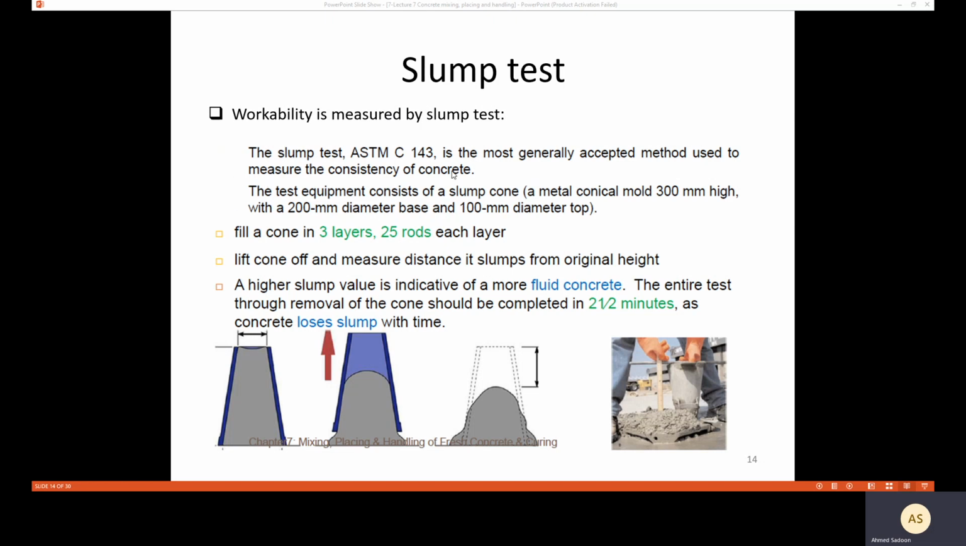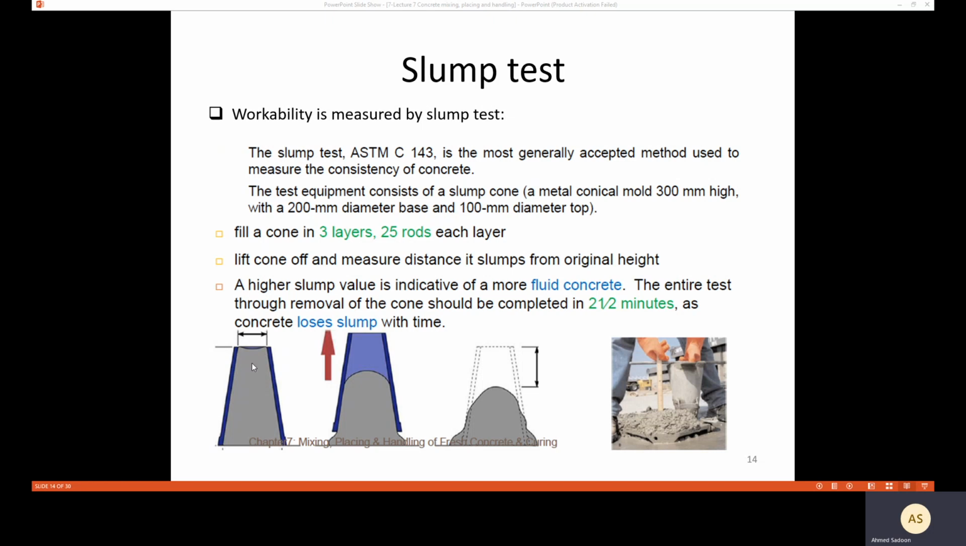In the slump test, we need equipment. We need to have the slump cone. This one we call the slump cone. This slump cone has a height of 300 millimeters. And we have two diameters, the base diameter and the top diameter. The top diameter is 100 millimeters and the base diameter is 200 millimeters.